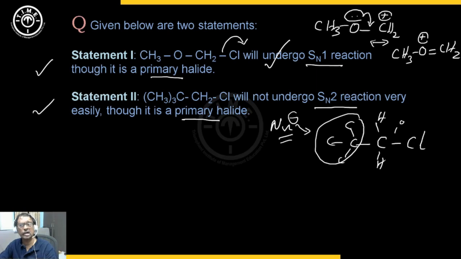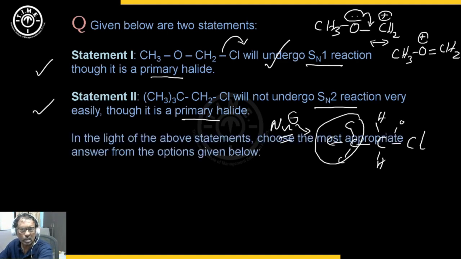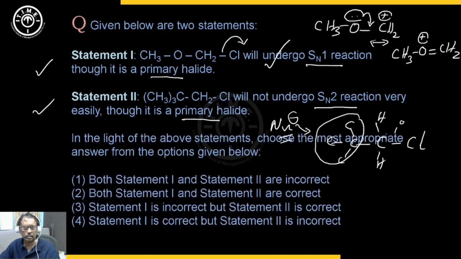Statement 1 is correct because the carbocation is stable. Statement 2 is correct because the path for the nucleophile is blocked. There is this bulky tertiary butyl group which is not allowing the nucleophile to attack this carbon from the side opposite to the halogen. Is that clear? So what shall we say is the answer? Both the statements are true. Option 2. Statement 1 is correct. Statement 2 is also correct.